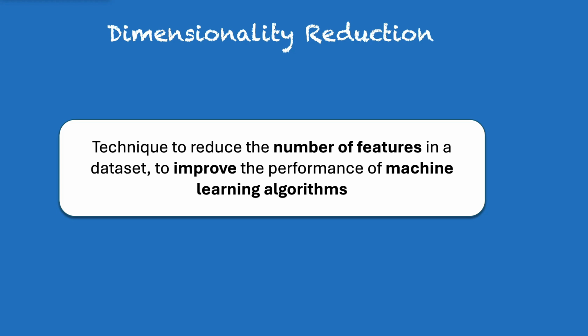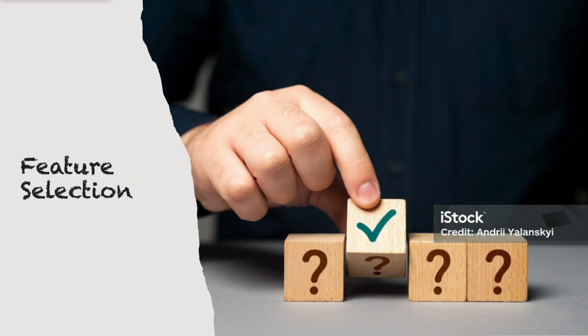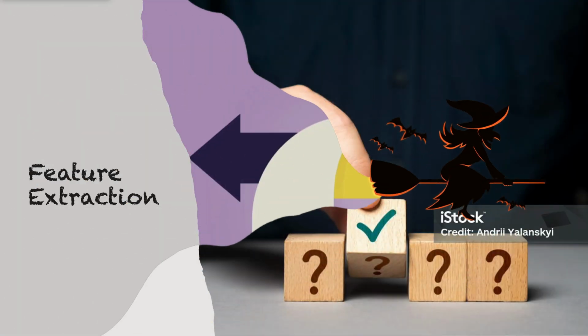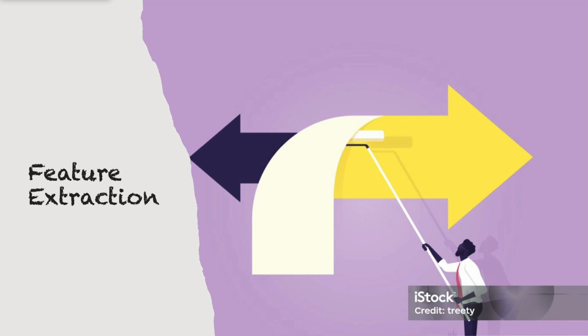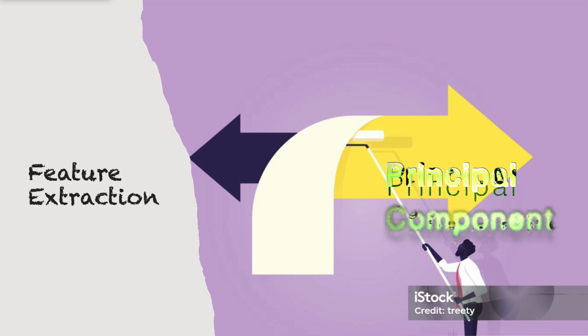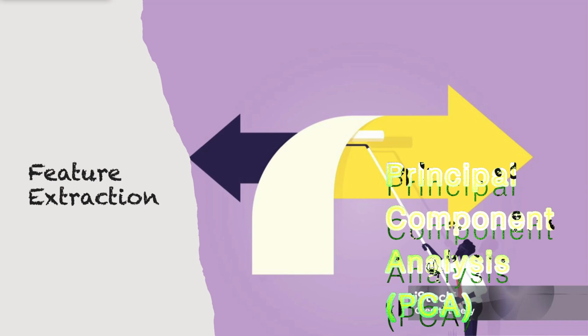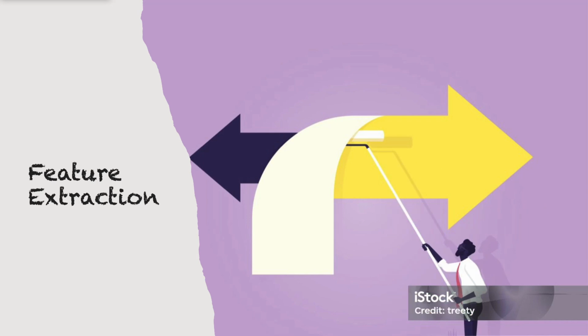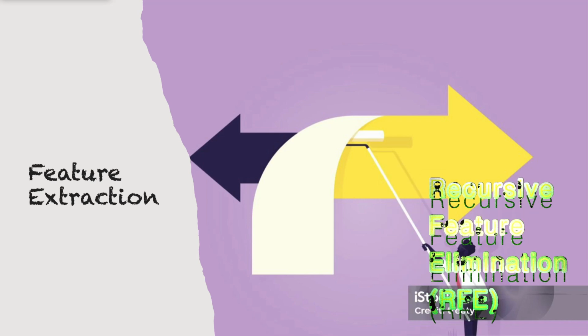Dimensionality reduction is a technique used to reduce the number of input variables in your dataset. Using dimensionality reduction, we'll make sure that our machine learning models perform faster, more efficiently, and potentially more accurately. Remember, there are two main techniques of dimensionality reduction. Feature selection, selecting the most important features. Feature extraction, creating new features from the existing ones. In this video, we will use Principal Component Analysis, PCA, for feature extraction, and Recursive Feature Elimination, RFE, for feature selection.